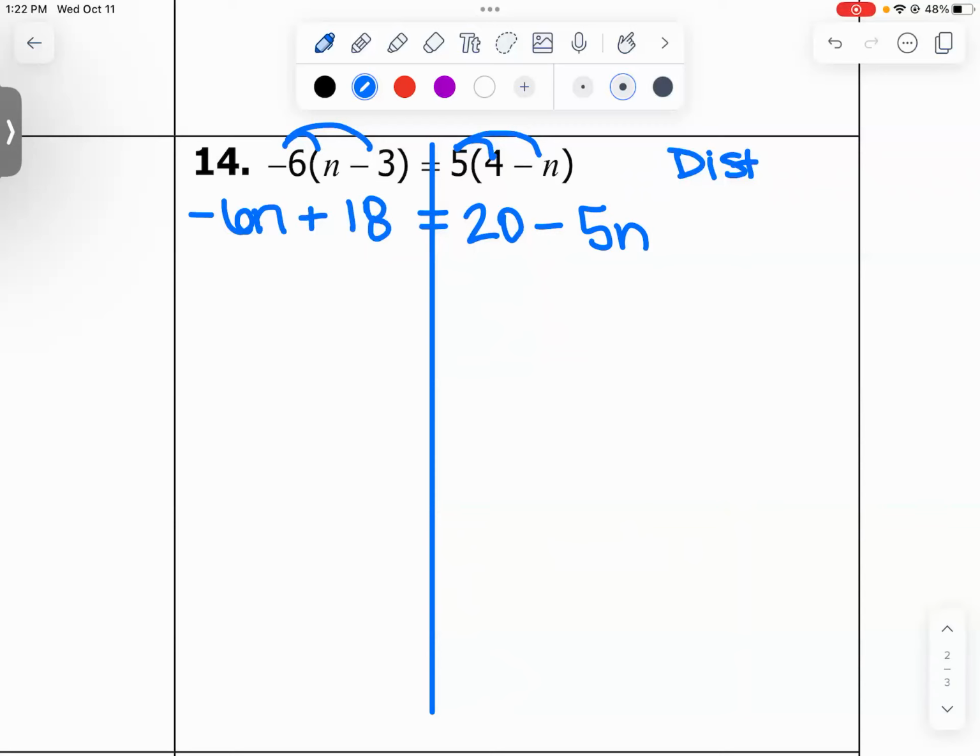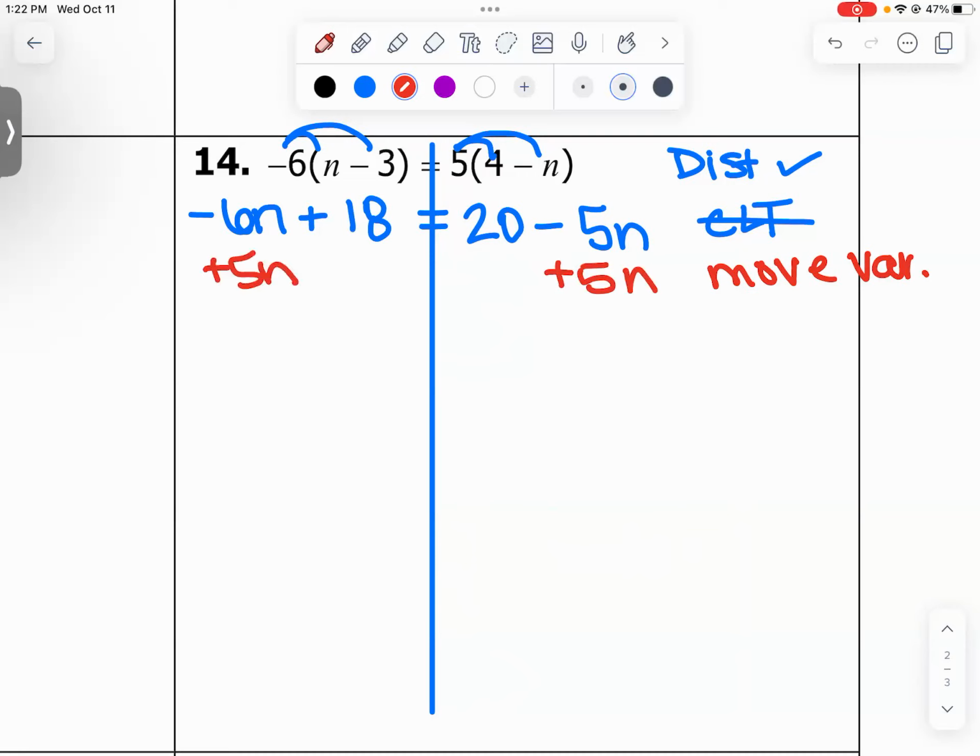All right, we got the distribute. I'm done with this. Okay, so do we have anything on both sides that we need to organize more? Okay, we do not have like terms that we need to combine. So yes, you are right, Cash. We need to take this minus 5n and we need to move our variable over. So we are going to add 5n to both sides so that all of our n's can be on the left.